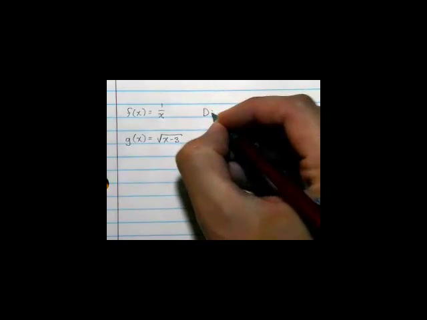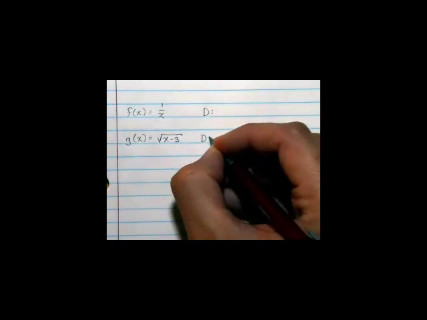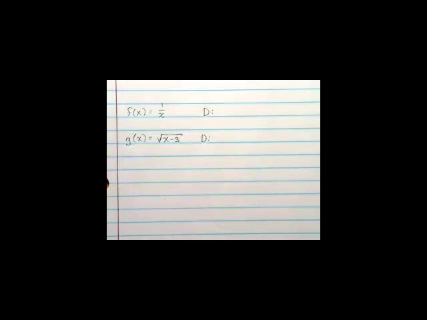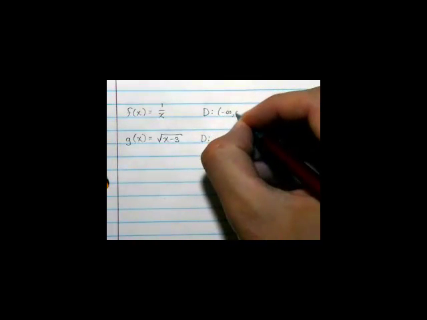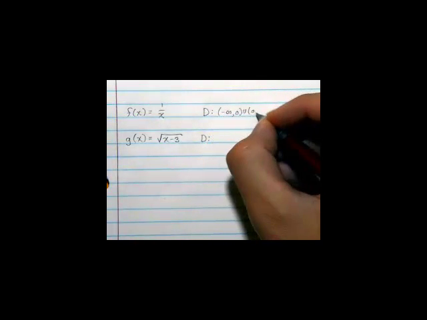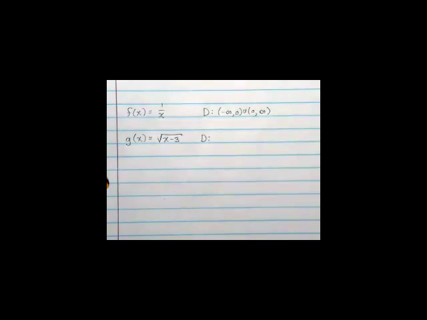So each one of these has its own domain issue going on, right? One involves a division issue, one involves a square root issue. So reciprocal function, who can give me that domain to start off with here? Yep. Negative infinity to 0, not including 0, and 0, not including 0, to infinity. Yeah, good.